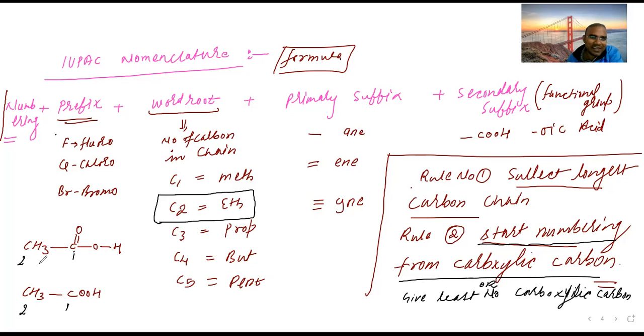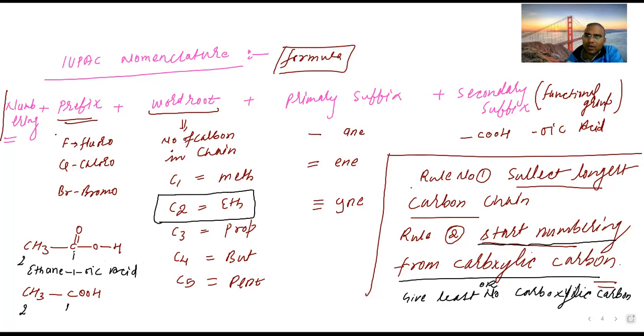Very good. So firstly I write eth. Then what kind of bond is there between carbon and carbon? A single bond, so we put ane: ethane. And at the first position the COOH group is there. So the name is ethane 1 oic acid.